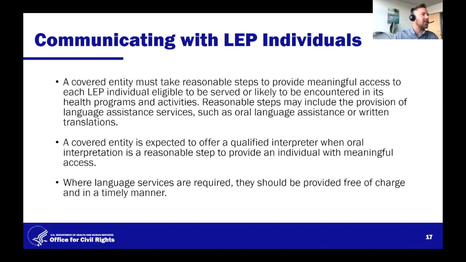A covered entity must take reasonable steps. An example of reasonable steps: a covered entity is frequently expected to offer a qualified interpreter when oral interpretation is a reasonable step to provide an individual with meaningful access. And where interpreters are a necessary step or a reasonable step, they should be provided free of charge.